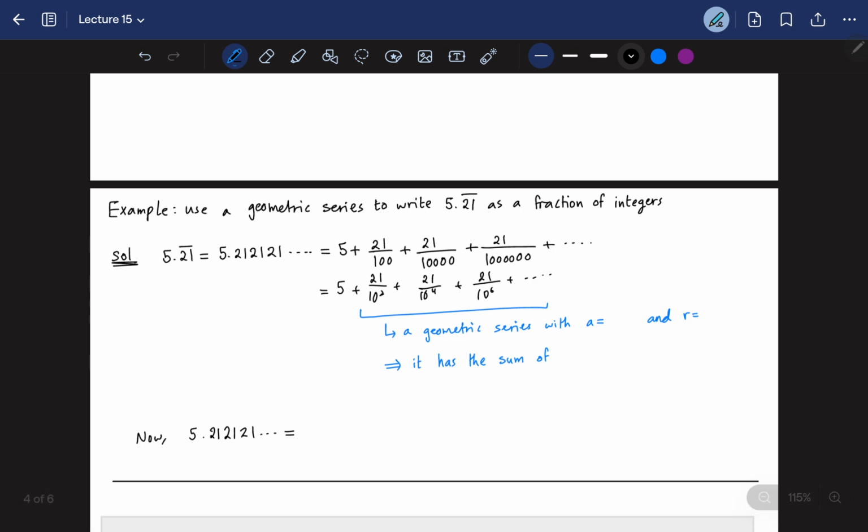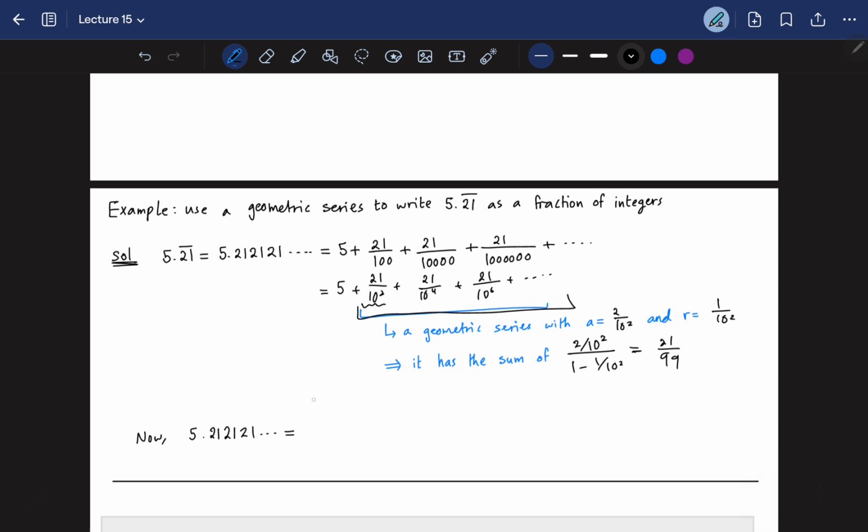So this looks like a geometric series with A, your first term, and your ratio as 1 over 10 squared. So this has the sum, using the formula A over 1 minus R. Once you simplify it, you're going to get 21 over 99. So this part here is just 21 over 99.